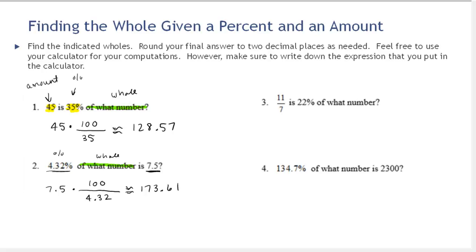Let's look at the next one. 11/7 is 22% of what number? So we're missing the whole. Of what number? This is our percent. This must be our amount. So let's take our amount, 11/7, and now we divide by 22 to get 1% and multiply by 100 to get 100%. Okay, so again, in every case, notice we have 100 in the numerator and we divide by the percent we're given. Now you'll want to be a little bit careful when you put this in your calculator.